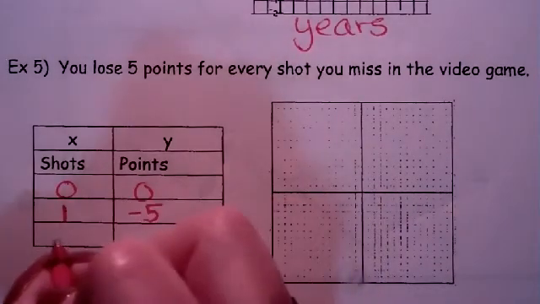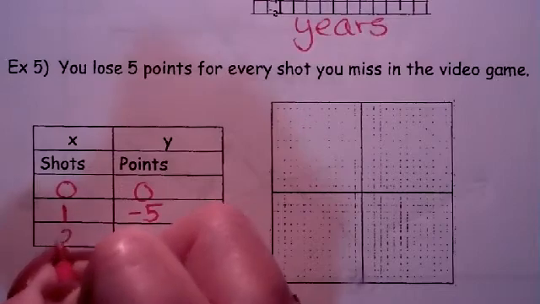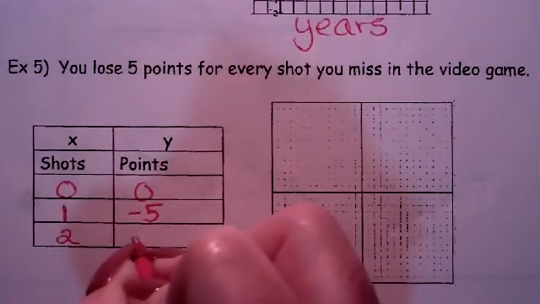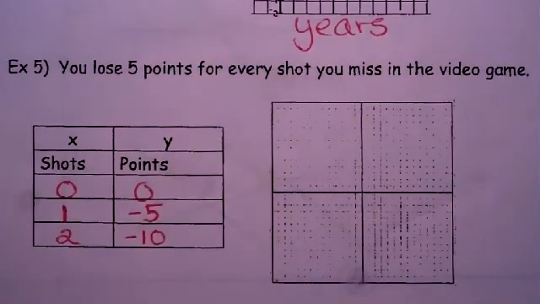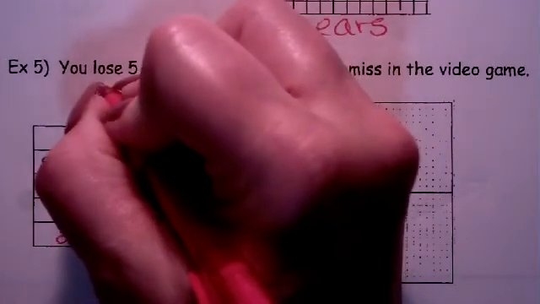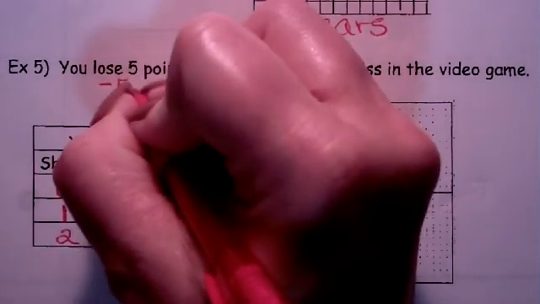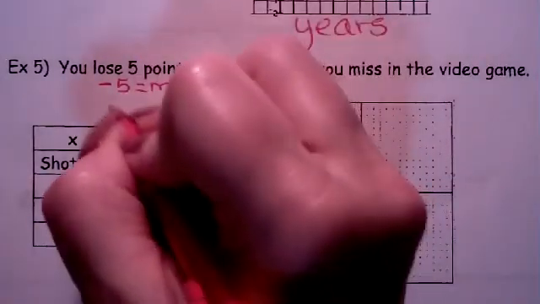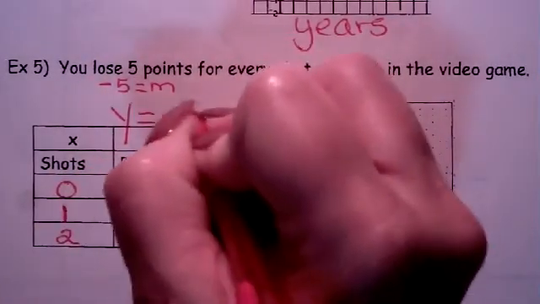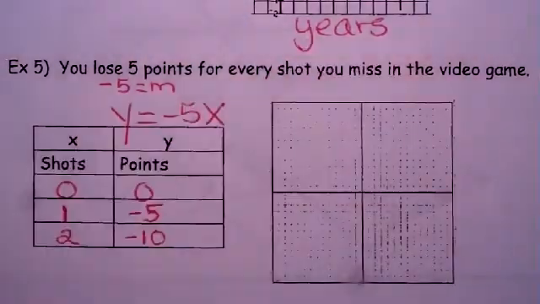Now, what happens if I miss 2 shots? Oh, I lost 10 points. Okay? So I know now that lose means negative, so that's my rate of change. So that means my equation here is y equals negative 5x.